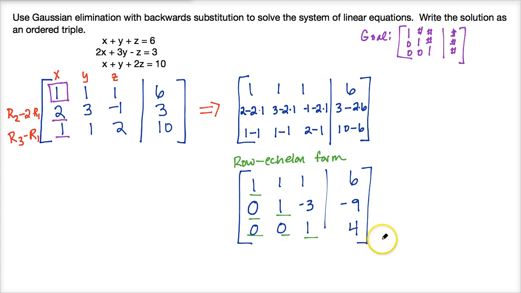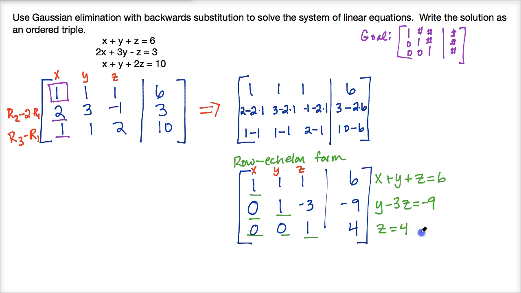Now we can use the information from this matrix in row echelon form to solve our system of linear equations using backward substitution. Remember that these columns represent x, y, and z. This last row has a 1 in the z column and 0s in x and y, so this is saying that z is equal to 4. This one is saying 1y minus 3z is equal to -9. And this is saying x plus y plus z is equal to 6.